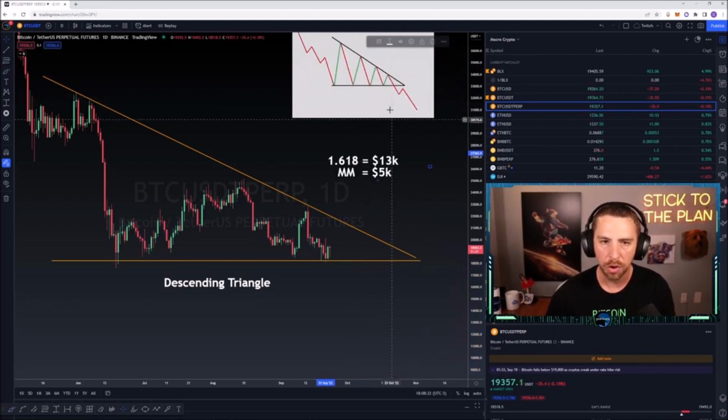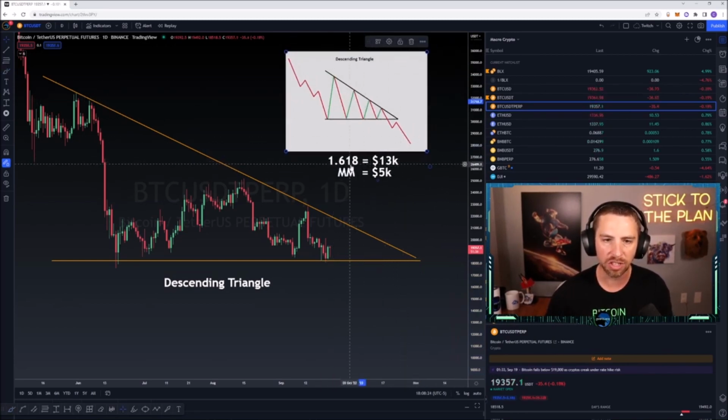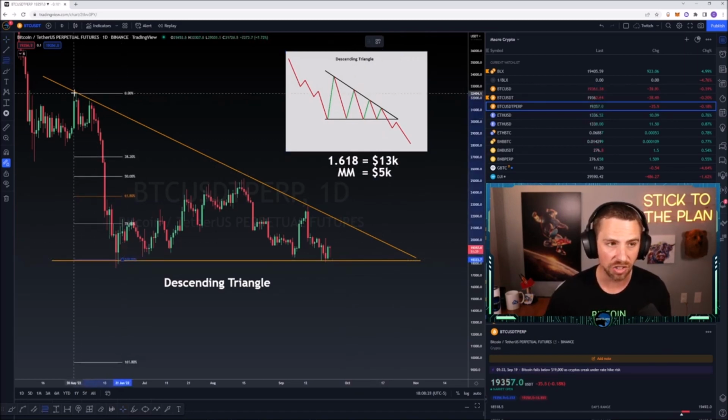Now, let's get into these numbers I have right here. So the 1618 extension comes out to be about 13K. All right, so let's just measure that out.